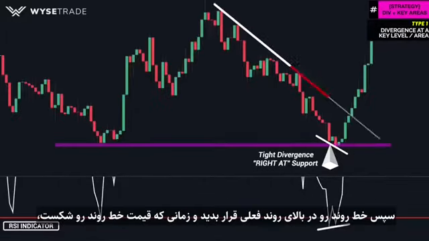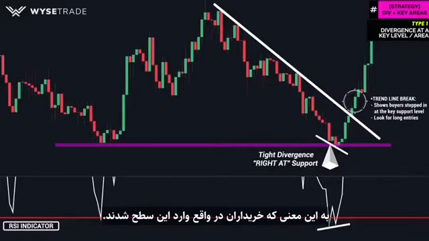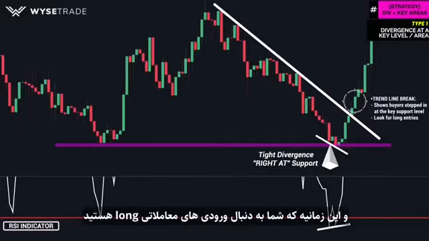You then place your trend line on top of the current trend. And when price breaks the trend line, the support level and tight divergence are confirmed, meaning buyers actually stepped in at this level. And this is when you would look for trade entries long.